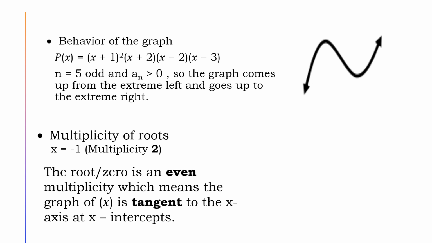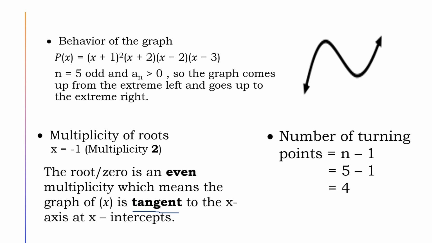And then, multiplicity of roots, we have x equals negative 2. Nakalagay kanina, meron siyang multiplicity 2. 2 is even, so it means that the graph of x is tangent to the x-axis at the x-intercept. And then, number of turning points, since ang degree natin is 5, minus 1, we have 4 turning points. So we are done with the important concepts, and now we are ready to graph our function.